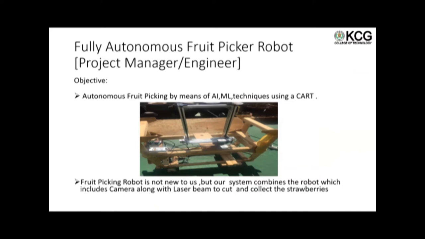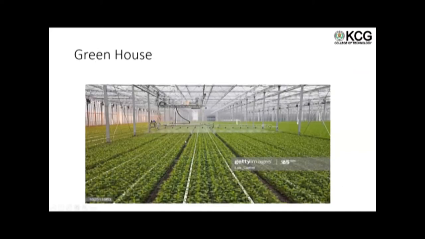This fruit machine will go into a greenhouse like this. Greenhouse field. There are many smart farming fields which are going to come in India also, but in developed countries like the US, Japan, Korea and all, farming is almost smart farming now, and many greenhouses are being built in every part of these countries. Okay, you can see the greenhouse here.